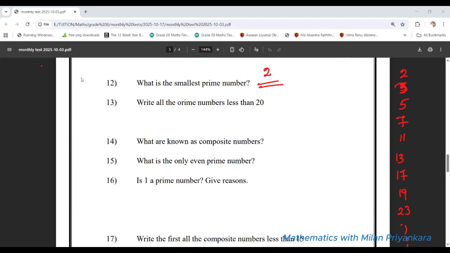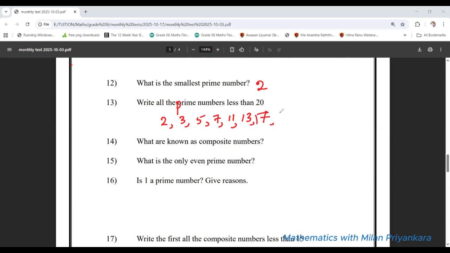Also, if someone asks you what is the only even prime number, that is also 2. This is the only prime number which is even, right? Because all the other prime numbers are odd numbers. All the prime numbers less than 20 are 2, 3, 5, 7, 11, 13, 17, 19. These are all the prime numbers less than 20.